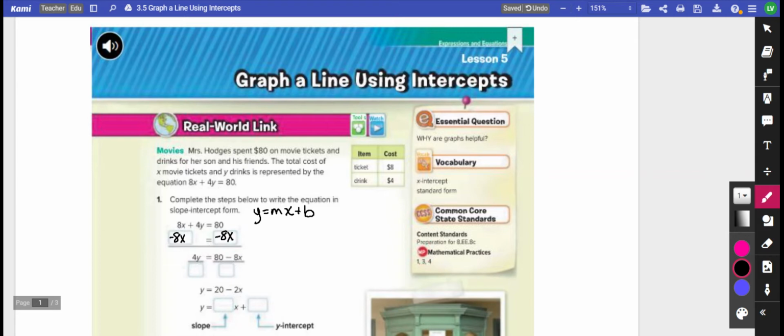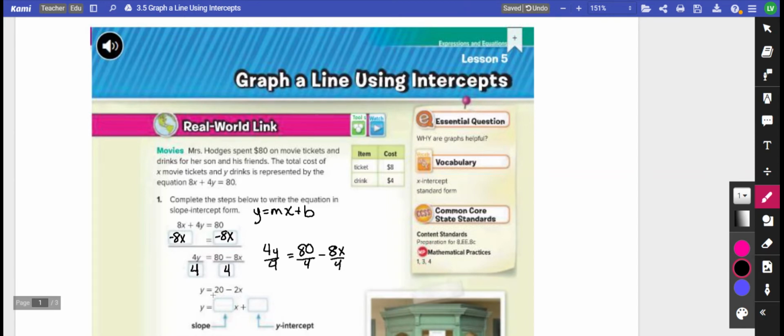The next step is to get our y term by itself, meaning we divide both sides by 4. 4y divided by 4 leaves you with 1y, or in this case, y. Then we do 80 divided by 4, which is 20, and negative 8x divided by 4, which is negative 2x. So just in case, I'm going to show this work off to the right side. Again, 80 divided by 4 minus 8x divided by 4.